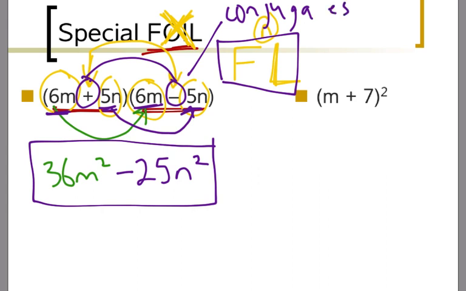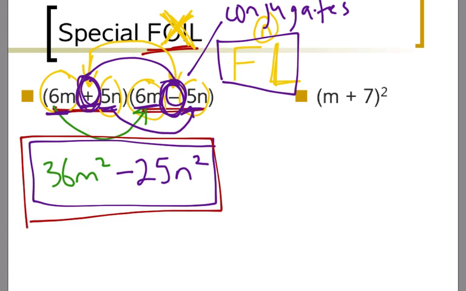Sorry, that didn't write the T there. Conjugates. So, again, conjugates are the same numbers, one's a plus, one's a minus. So one's positive, one's negative, same numbers. You get to do F and L. Now the second problem, and again, you could FOIL that all the way out. If you FOIL it all the way out, the middle numbers will cancel, and you'll get that answer anyway. So I'm just trying to save you some time if you can recognize these.